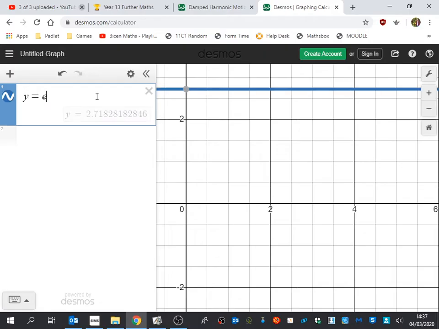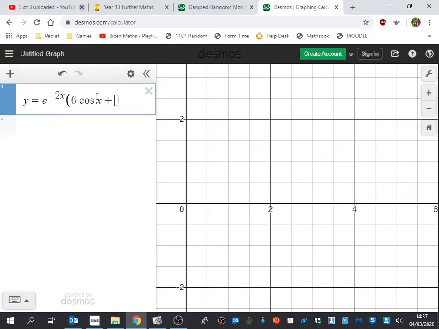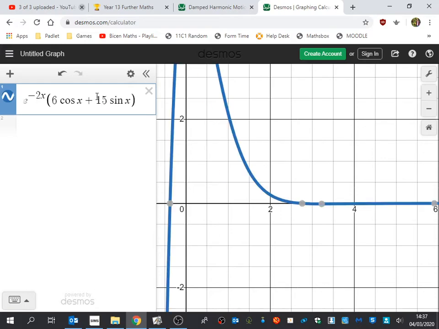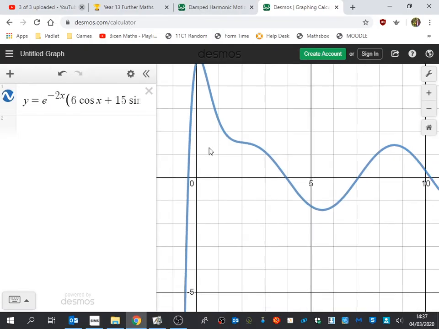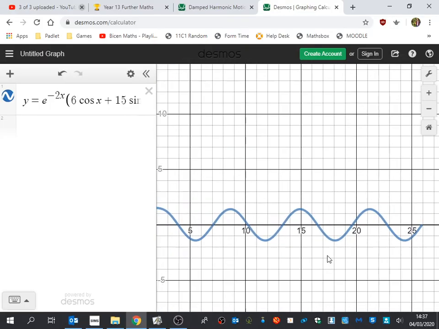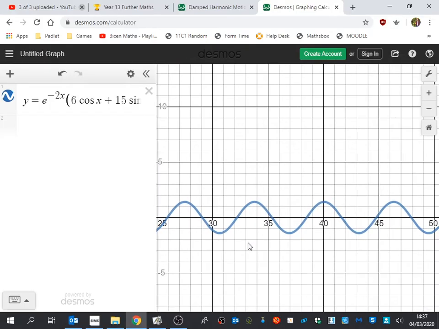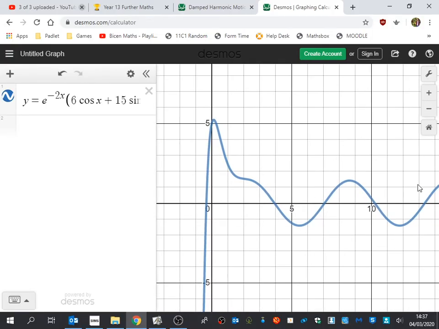So y equals e to the minus 2x in this case, 6 cos. I'm missing something. Okay, so this is how it behaves. So it starts off doing this, and then what does it look like it's doing over time? Lightly down. What happens after t becomes big?